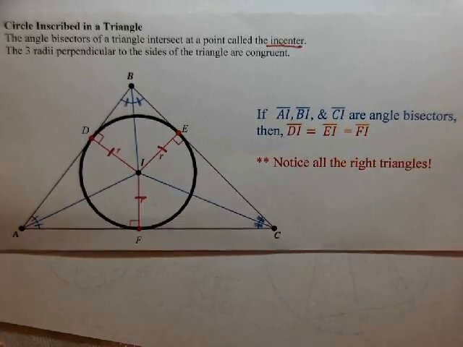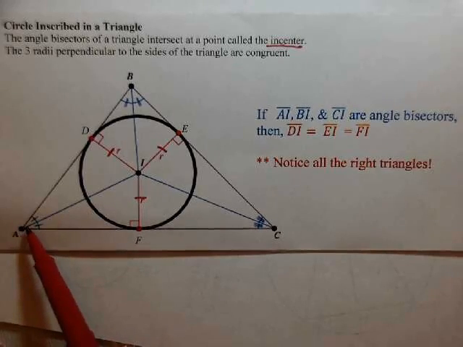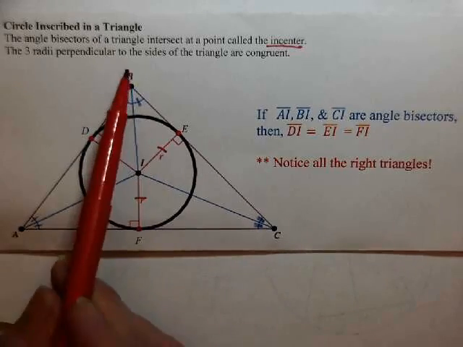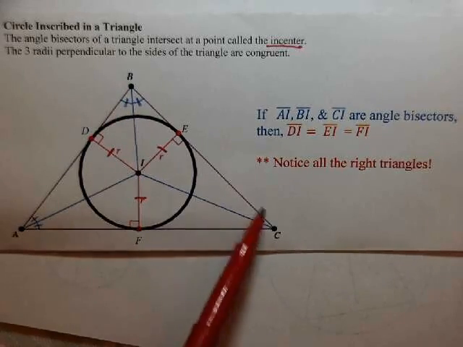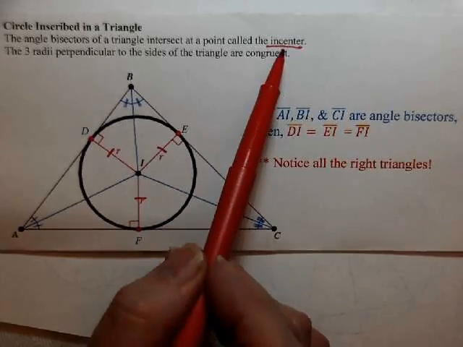So the third construction we're going to do is a circle inscribed in a triangle. This has to do with angle bisectors of a triangle that intersect at a point that we call the incenter. And in this case, the three radii will be perpendicular to the sides of the triangle, and those three are congruent. So here, again, if we bisect this angle here with an angle bisector, that means these two parts are congruent. That would be one angle bisector. Then if we bisect angle B, another angle bisector, bisect angle C, third angle bisector. Where these three intersect, we call that the incenter.